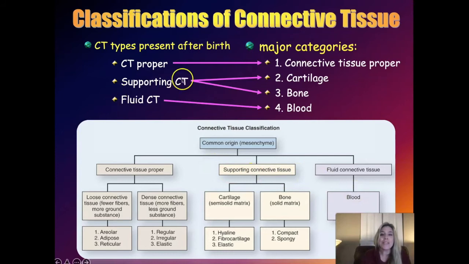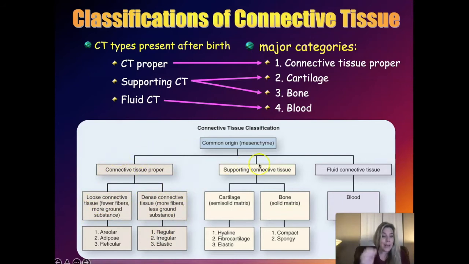The supporting connective tissue, we're going to break into 2 subcategories, and that being cartilage and bone. We'll talk more in detail about those, and those can be further subdivided. That's where it gets kind of confusing. And then connective tissue proper, which we're going to talk about first, we're going to break into what's called loose connective tissue and dense connective tissue. And each of those categories has subcategories.